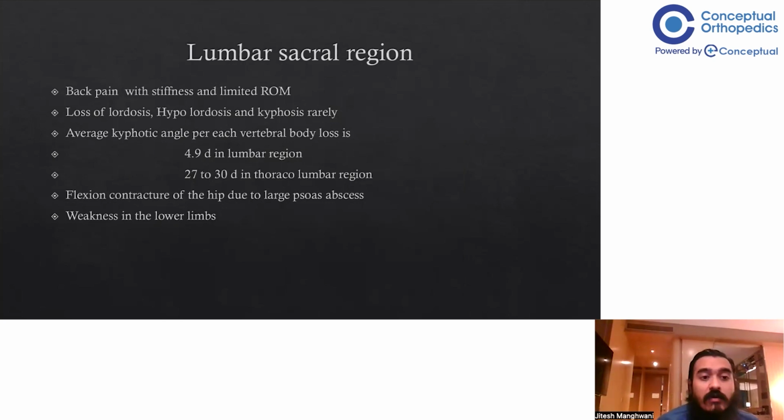is a deformity. Average kyphotic angle per each vertebral body is 4.9 degrees in lumbar region, 27 to 30 degrees in thoracolumbar region. So this is how the kyphotic angle per vertebral body loss is incurred. Flexion contracture of the hip is due to the large psoas abscess. Weakness is also seen in the lower limbs. So whenever it involves a psoas abscess, there is a flexion contracture of the hip.